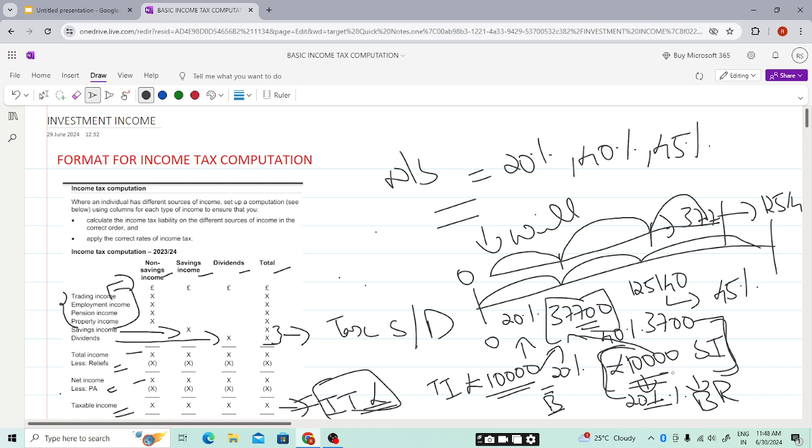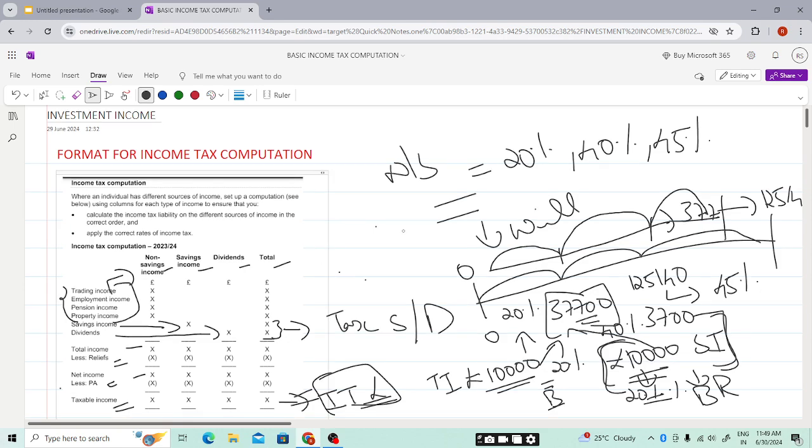Now we will be looking into the brief tax slabs and the tax rates for the saving income and the dividend income. First we will be doing the saving income. Let's start with the savings income.